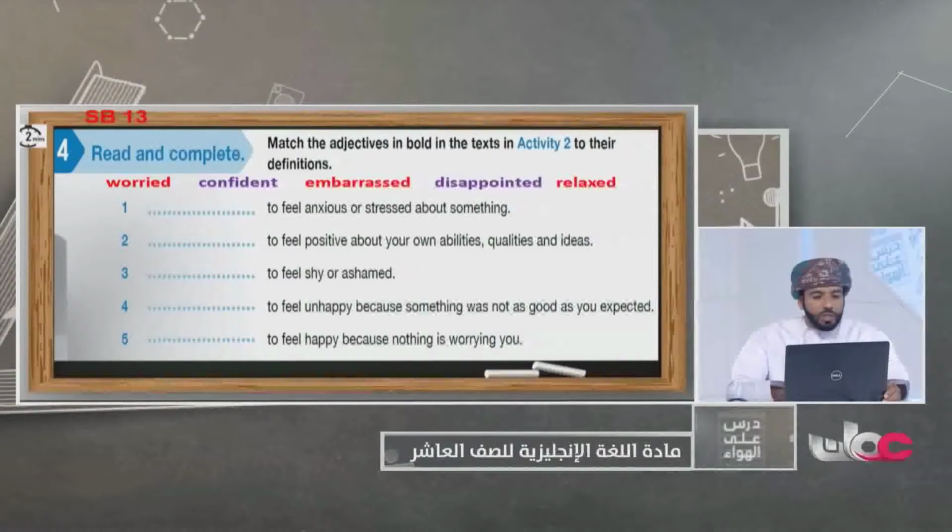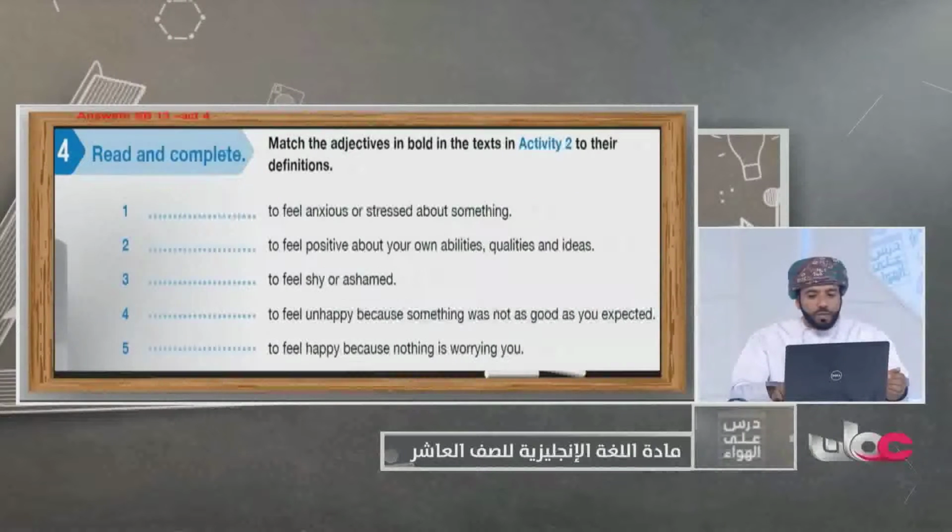What are the definitions that are given? Number 1, to feel anxious or stressed about something. What is this? Number 2, to feel positive about your own abilities, qualities, and ideas. What is this? Okay, number 3, to feel shy and ashamed. And number 4, to feel unhappy because something was not as good as you expected. And number 5, to feel happy because nothing is worrying you. So now let's do these together.